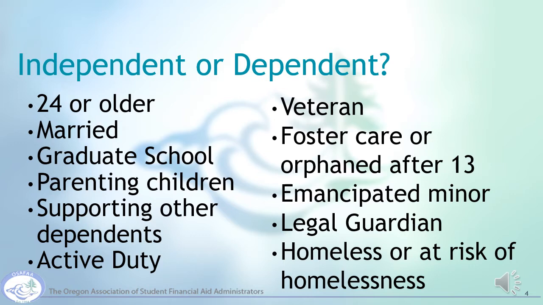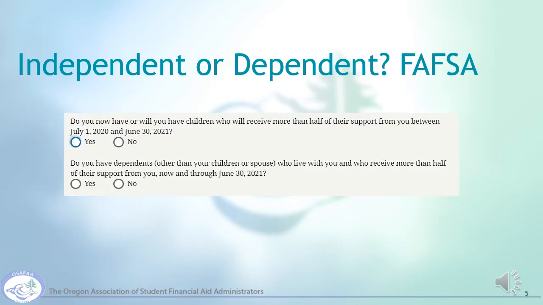On the opposite side, if a student answers yes to just one of these things, the student is considered independent and does not need to provide parental information. The FAFSA will prompt the student to answer a few questions at a time. This is a FAFSA screenshot from the 2020-2021 FAFSA.